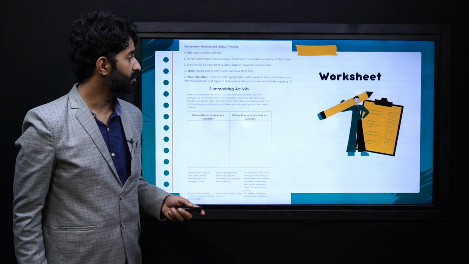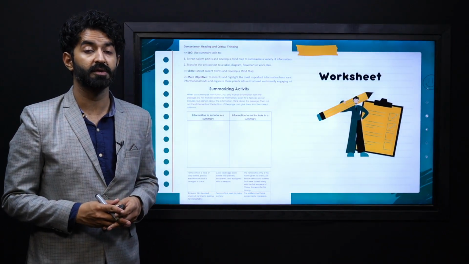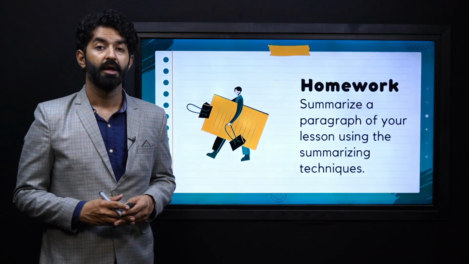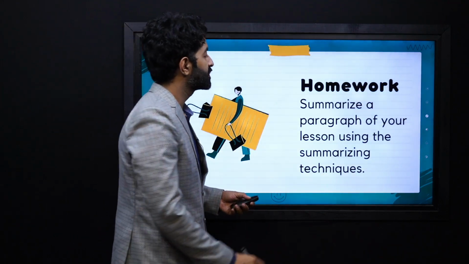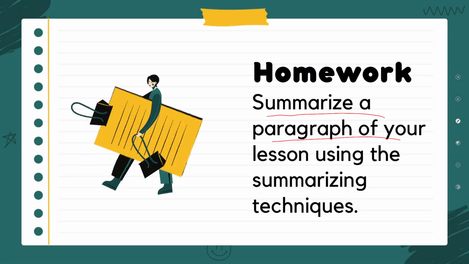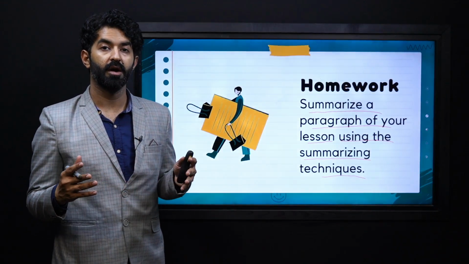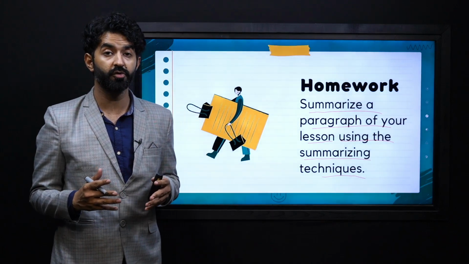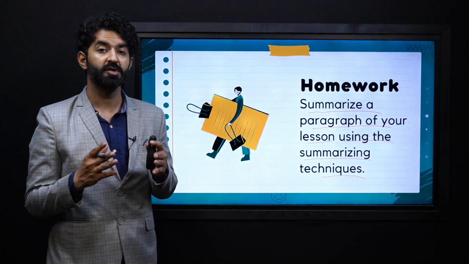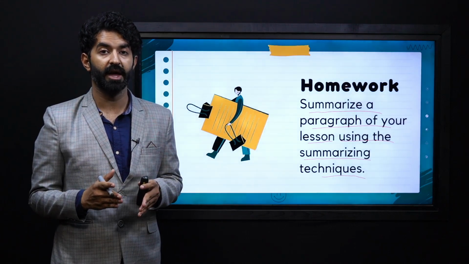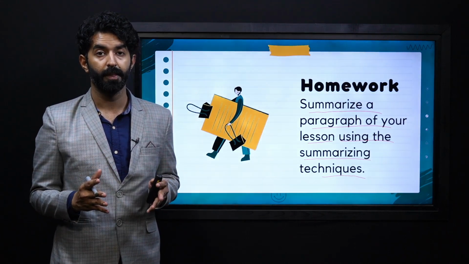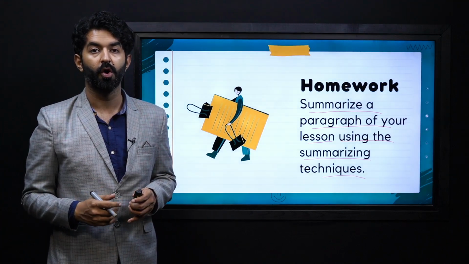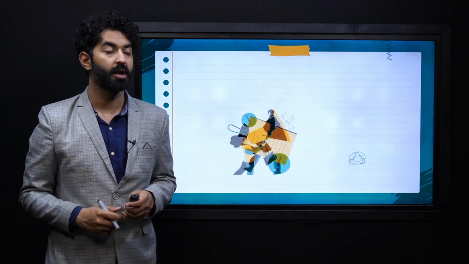Moving on, we have a worksheet for you that is attached in the resources. Next, we have your homework, which is summarize a paragraph of your lesson using the summarizing techniques. So we have learned all the techniques. There were quite a list of techniques that we went through with examples. Now it's time to put all those in practice and generate a very good summary of any text that is given to you, or you can choose one for yourself also.